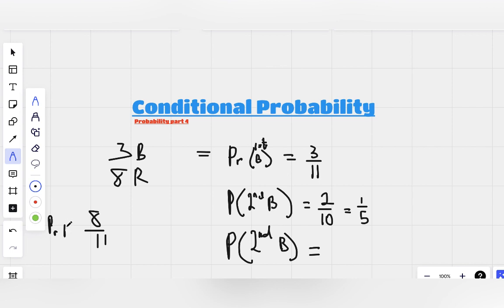This is the probability that the first ball chosen at random is red. This is the probability of B being red. Now the question is, what's the probability that the second ball chosen is blue, given that the first one was red?